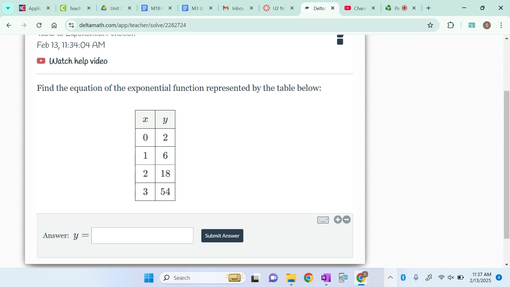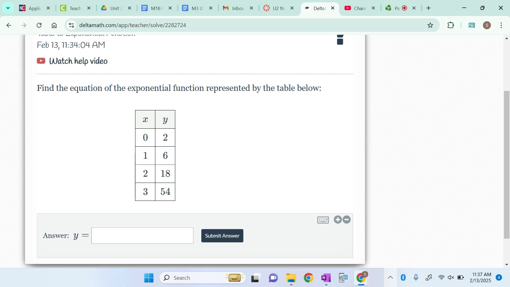The great thing about this is that since we're multiplying by 3, it's a geometric sequence, this is our common ratio, otherwise known as our b value. So 3 is our b value. So that means for this function, we'd have y equals something, 3 raised to the x power. Now we just have to figure out what goes here.